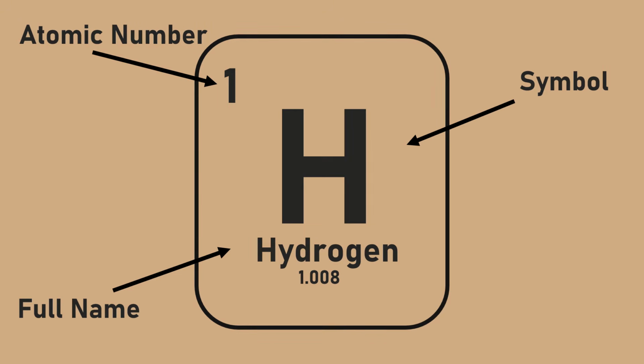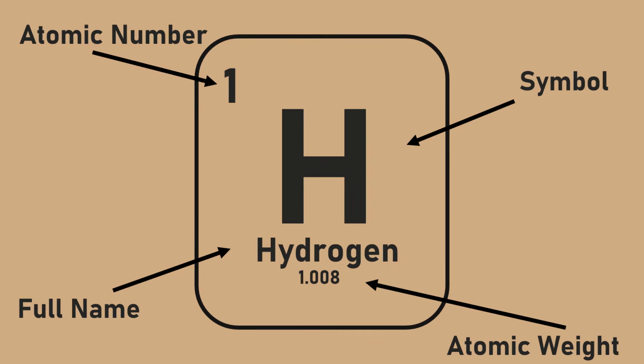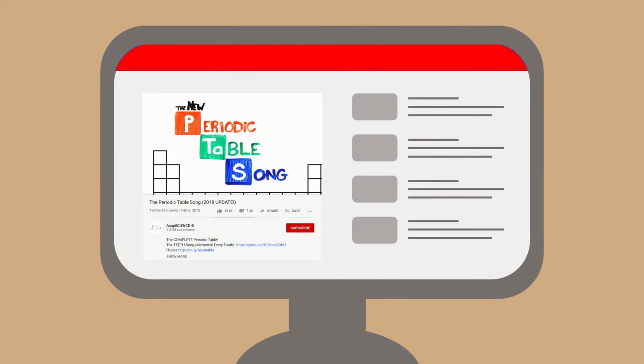The atomic number is the number of protons in the nucleus that determines many of the element's properties. Some chemical elements can have different numbers of neutrons in their nuclei. These are called isotopes. The atomic weight is a weighted average of isotopes found in nature. You probably don't have to memorize these unless you're desperate for something to do. I learned the elements through the periodic table song by ASAP Science. It is a great strategy to learn all the elements very easily. I will have this video linked in the description below as well as within this video.